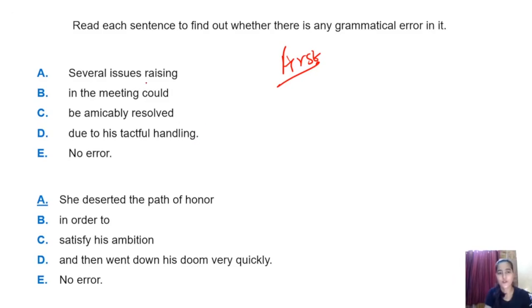Right. So let's start with the first question. Several issues raising in the meeting could be amicably resolved due to his tactful handling. Now, in the meeting could be amicably resolved. It means the meeting has been completed, or the meeting was just in the past.